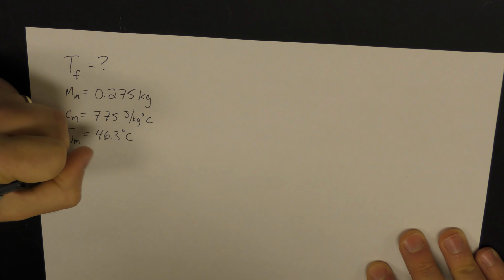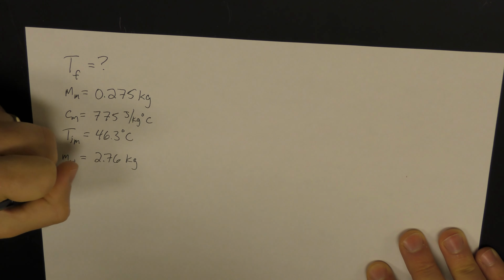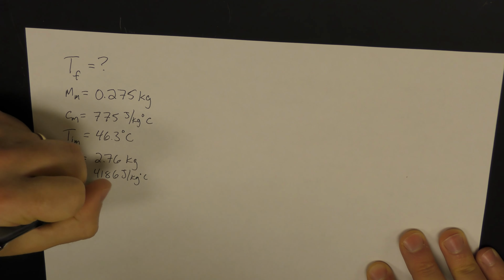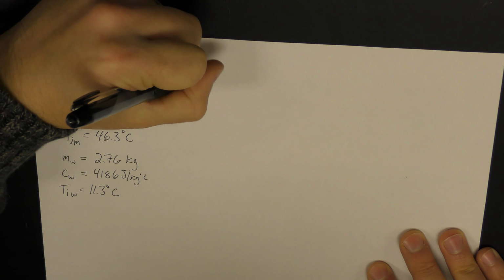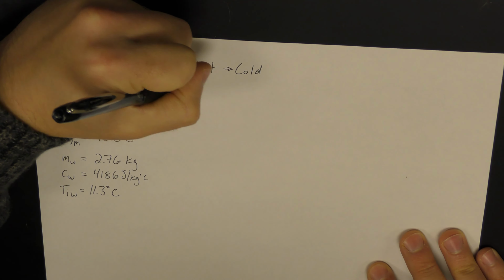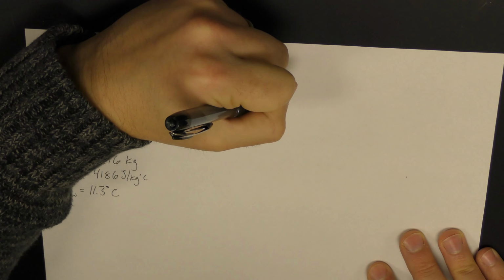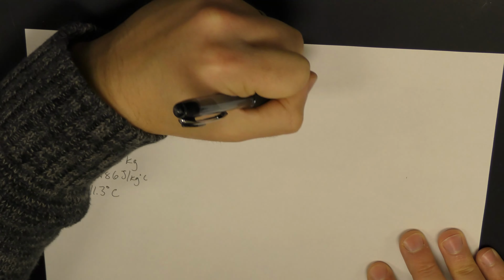It's initially at 46.3 degrees Celsius, and we drop it in a bucket of water with 2.76 kilograms of water, which is initially at 11.3 degrees Celsius. Remember that heat transfers from hot to cold, so since the water is colder, the metal is losing energy.